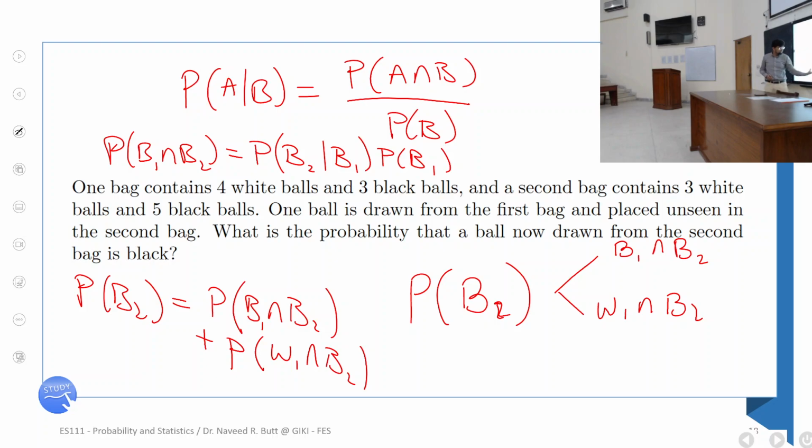You put them here. What about this guy? Same procedure. Yes. So you will have probability black ball given that the first one was white times probability of W1. And it's very easy to do that, just like you did that, and you can put those here. That's what's going to happen.